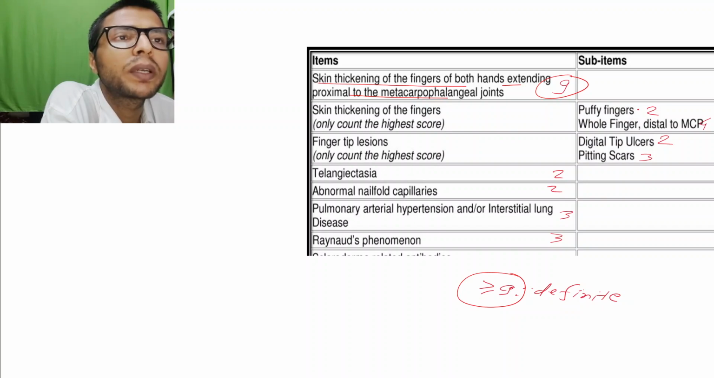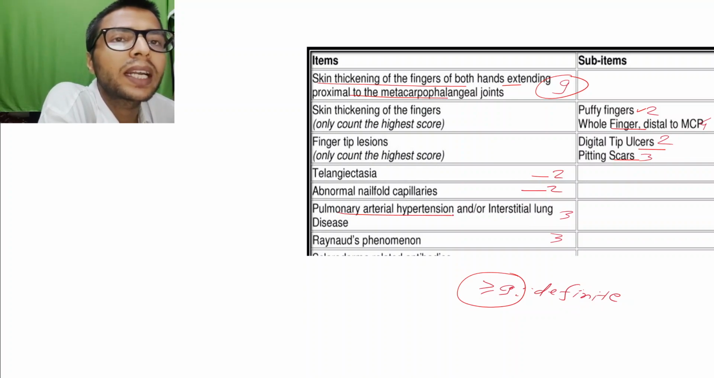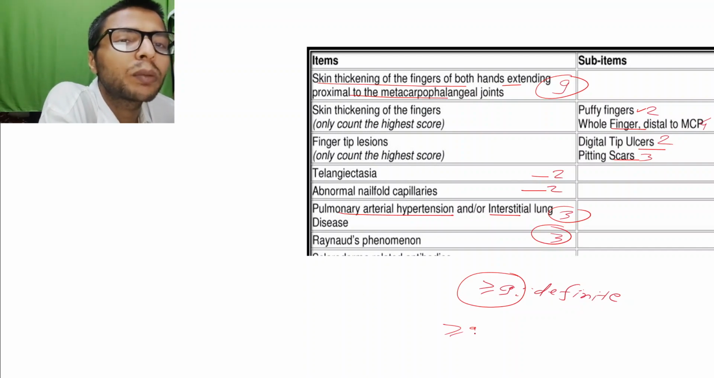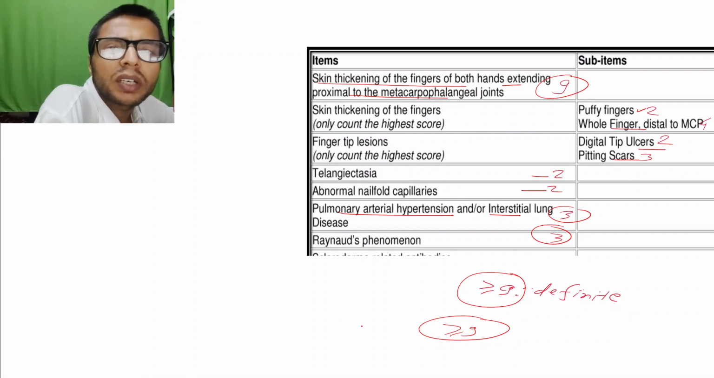If there is puffy finger, 2 points. If skin thickening of the whole finger distal to the MCP joint, 4 points. And if digital tip ulcer, 2 points. Pitting scar, 3 points. Telangiectasia, 2 points. Abnormal nail fold capillaries, 2 points. Pulmonary arterial hypertension or ILD, 3 points. And Raynaud phenomenon, 3 points. And if you get 9 points or greater, then we have a high degree of certainty that it can be systemic sclerosis.